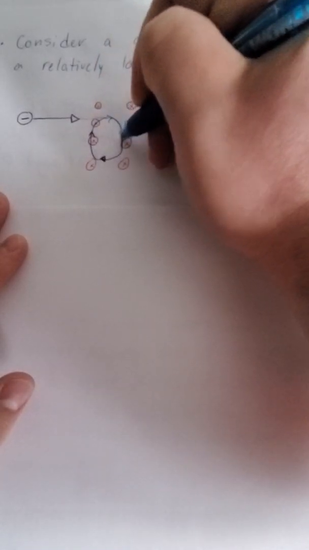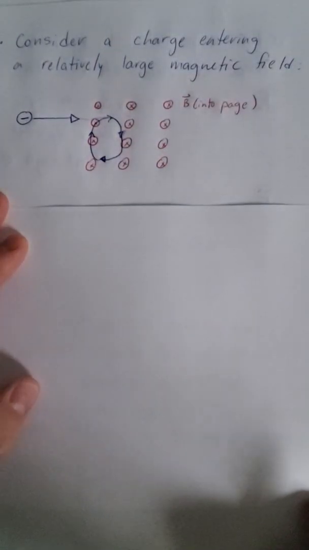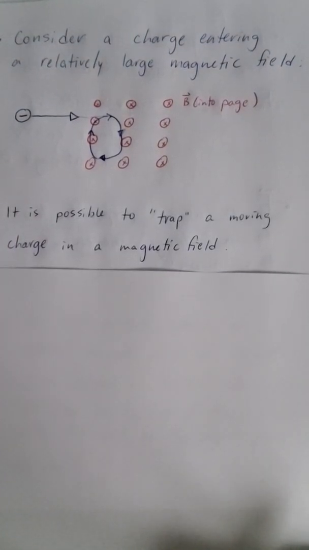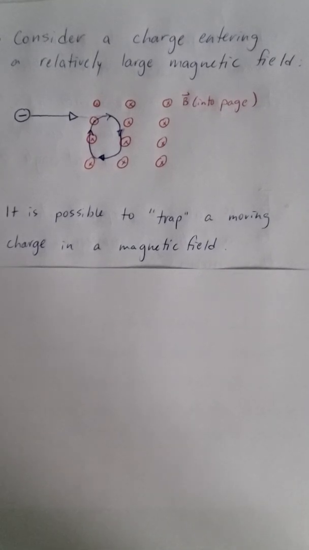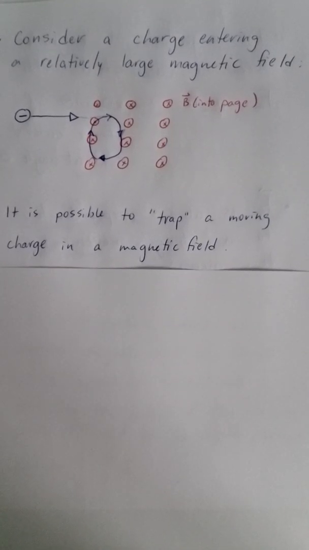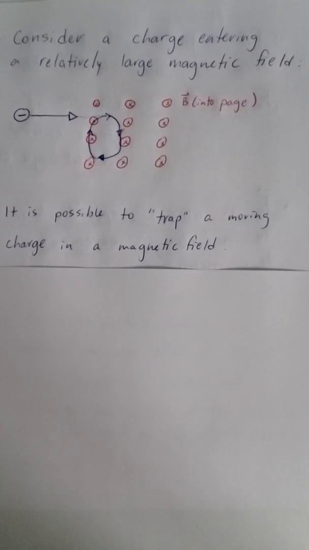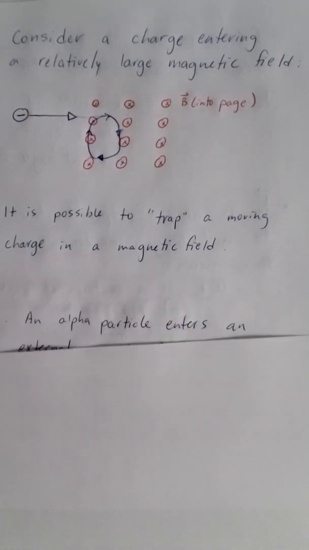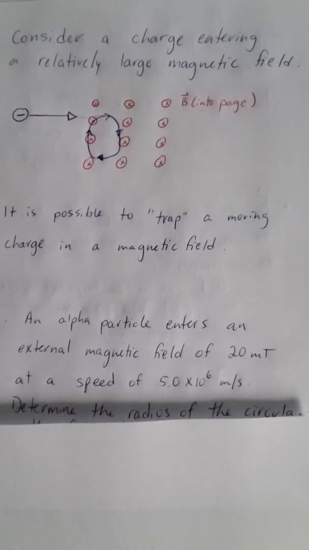What we can actually do is trap a charge in a magnetic field. Again, this is more or less proof that the force is centripetal, that it causes the charge to just move in a circle. If the field is large enough, you can keep that charge moving in a circle. So here's an example.